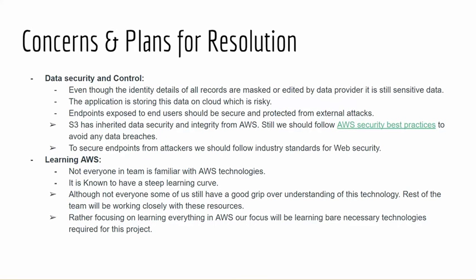The biggest concern of this project is data security and control. Although the identity details of all records are masked or edited by the data provider, it is still sensitive data. The application is storing this data on the cloud, which is risky. Endpoints exposed to end users should be secure and protected from external attacks. To handle this, as stated before, S3 has inherited data security and integrity from AWS. Still, we should follow AWS security best practices to avoid any data breaches. To secure endpoints from attackers, we should follow industry standards for web security.